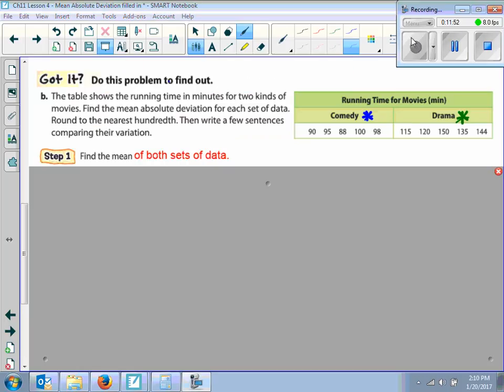All right, so here the table shows the running times in minutes for 2 kinds of movies, comedies and dramas. We want to find the mean absolute deviation for each set of data, and if necessary, round to the nearest hundredth. And then we will write a few sentences comparing their variation, just as we did with the baseball information. Okay, so step 1 is to find the mean of both sets of data. I've already done that for you.